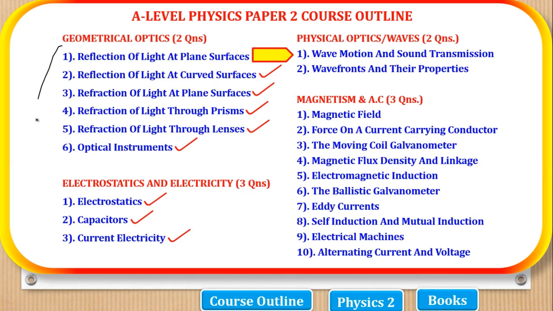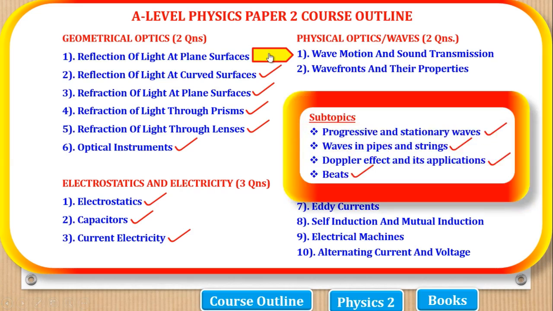The first part, geometrical optics, was already done, electrostatics and electricity is already available on this platform, and now we are on physical optics. For wave motion and sound transmission, the calculations can be divided into 4 parts. The first is progressive and stationary waves, which is already covered. The second is waves in pipes and strings, which is already covered. Now we are going to cover 2 parts: Doppler effect and its applications, and also beats.